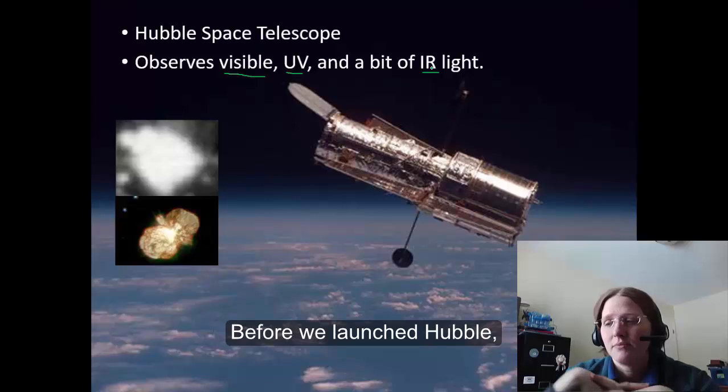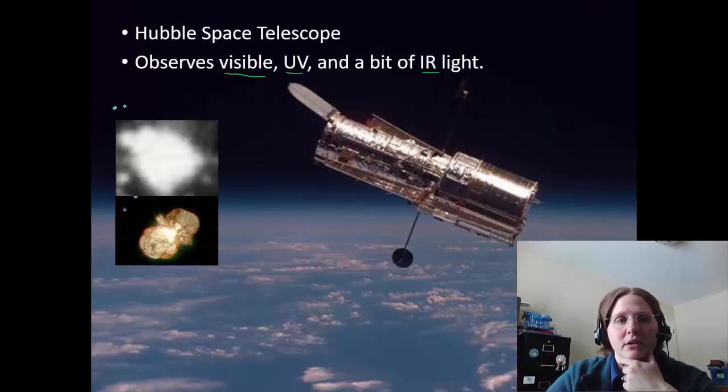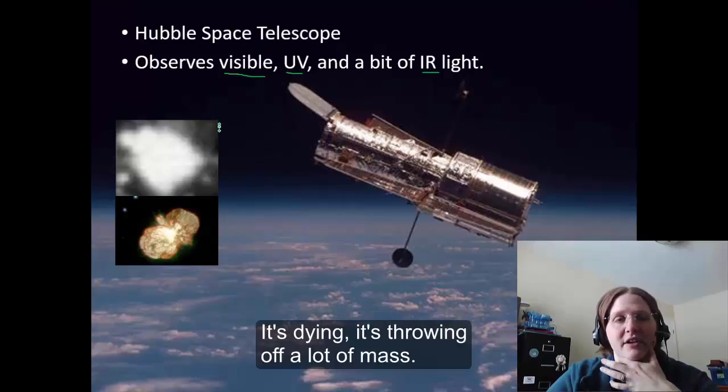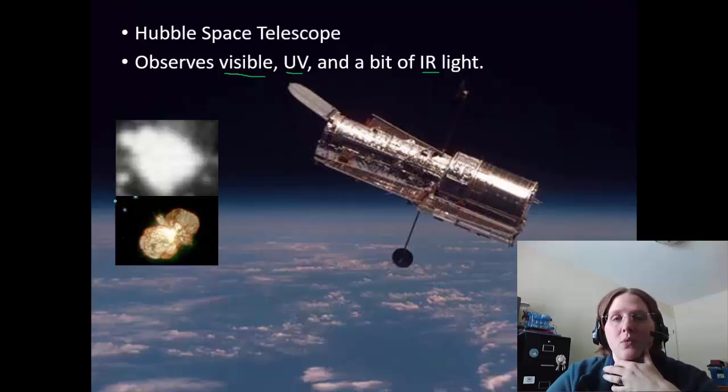Before we launched Hubble, this was the best we could do from the ground. And this happens to be a picture of a star called Eta Carina. It's dying, it's throwing off a lot of mass. And that's the best we had ever seen it. We launched Hubble.